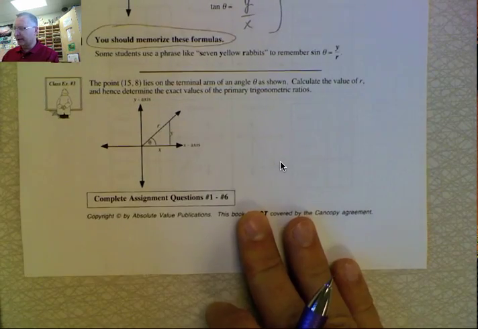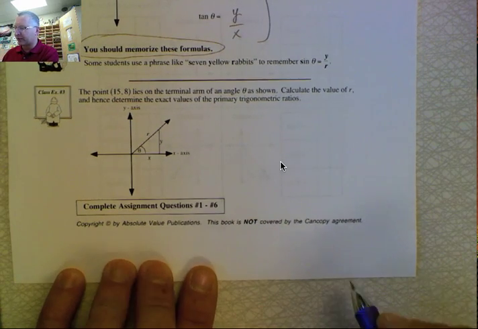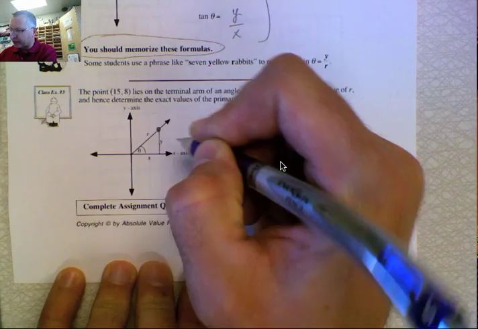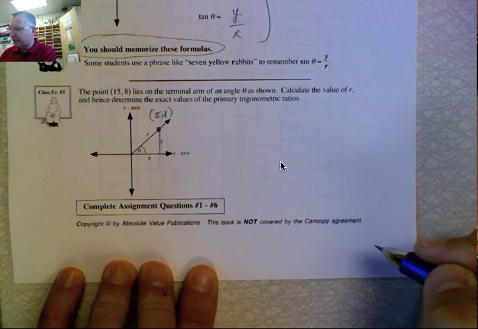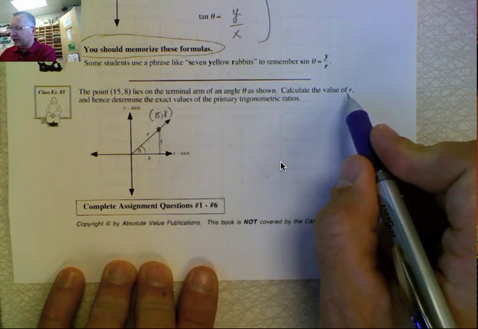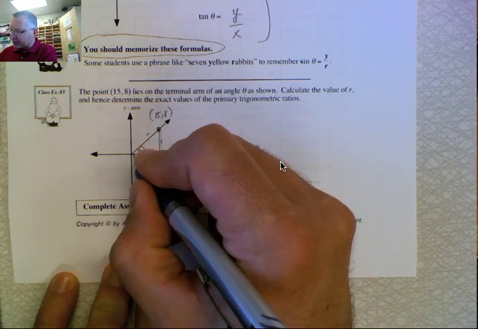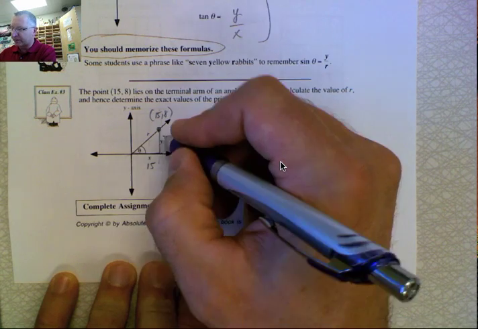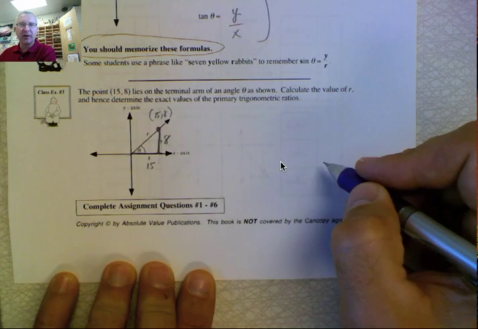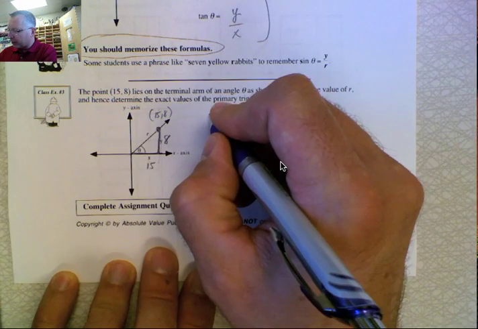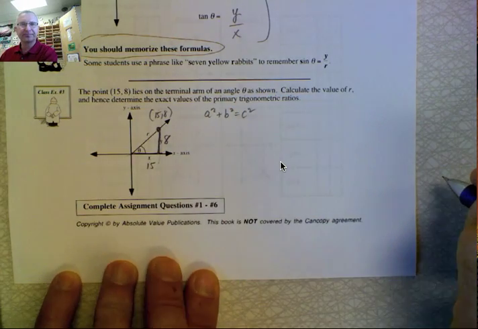Okay, so if we look at example number 3, it says the point 15 and 8 lies on the terminal arm. So that's this point on our terminal arm, which helps us form our triangle. So this is the point 15 and 8. It says calculate the value of R in this triangle. Well, we know the distance along X is 15 because our value in our point is 15, and we know the distance along Y is 8 from our coordinate. So how are we going to figure out R? Well, R is going to be figured out by using Pythagorean theorem.